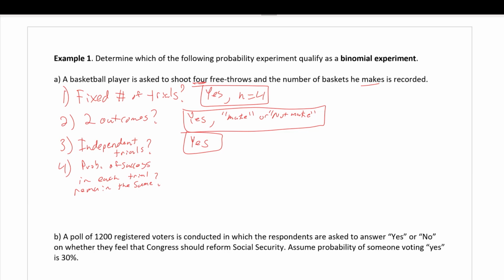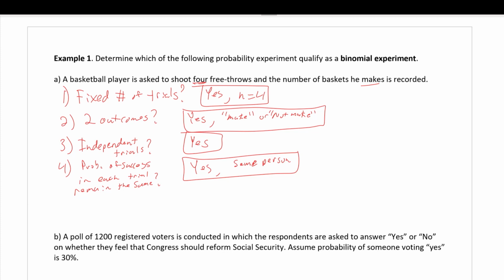Now, if there were 4 different people, I would say no. There's different skill levels, right? So the probability of each person making the shot might be one person 50%, one person 75%, one person 0. But since it's the same person, I would say, yeah, the probability of success is the same in each trial. So I would say yes. I would say same person. Okay. We have 4 yeses. Again, that third one is probably questionable, but nonetheless, we do have 4 yeses.